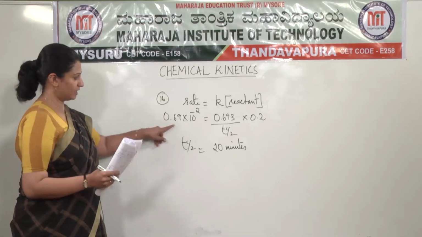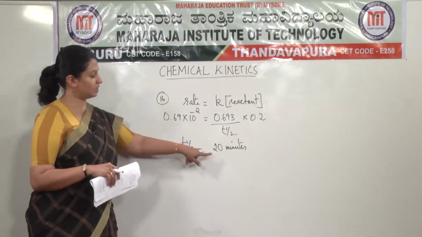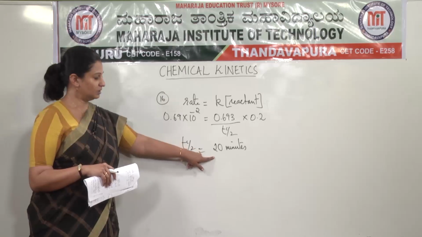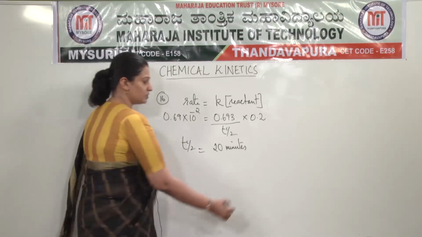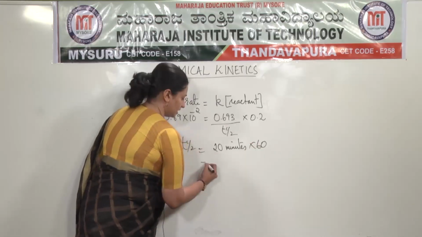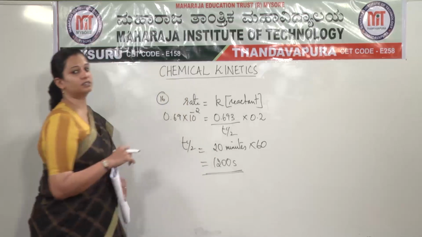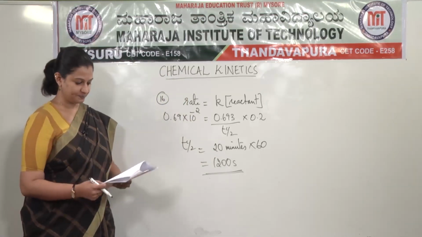But you have to be mindful of the fact that the rate given to you is in moles per minute. So the answer that I am getting is 20 minutes, but such an option is not there. So convert it into seconds and find out your correct answer. I will multiply by 60 in order to convert it into seconds. Therefore, your answer among the given options is 1200 seconds, Option D.